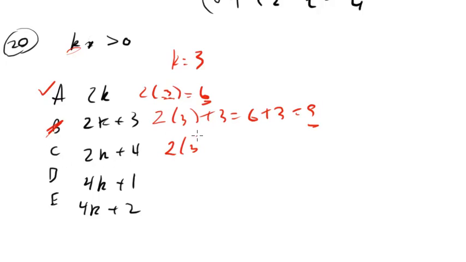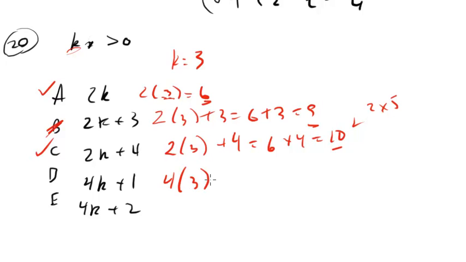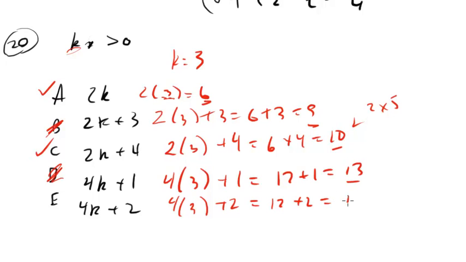2 times 3 plus 4 is going to be 6 plus 4, which is 10. So that's even. Is that 2 times an odd? Yeah, it's 2 times 5. So this one works. 4 times 3 plus 1 is going to be 12 plus 1, which is 13. That's odd, so we can immediately get rid of this. 4 times 3 plus 2 is going to be 12 plus 2, which is 14. That's even, and it's 2 times 7, so that works. All right, so we're stuck between these 3.